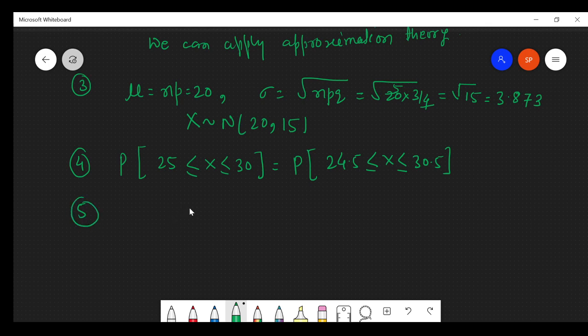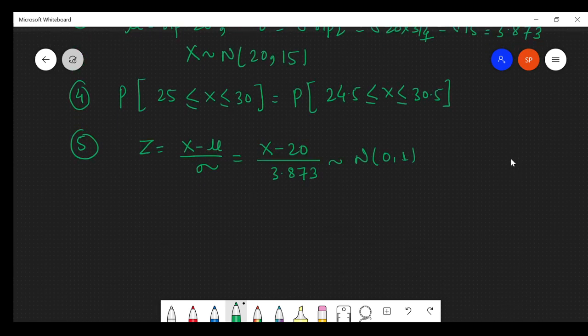And now step number 5. Here X is converted to an area under the normal curve, which means X is converted with the help of transformation into Z form using the normal curve area. We write Z is equal to X minus mu divided by sigma, where mu is 20 and sigma is 3.873. This follows the normal distribution with parameters 0 and 1, the standard normal variate.